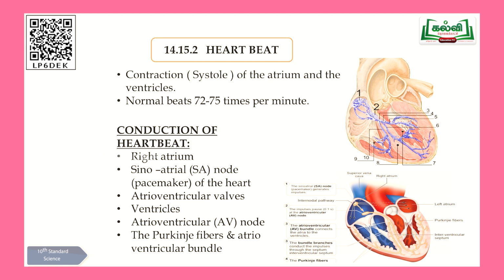Purkinje fibers take the impulse to the entire part of the ventricle. Vibration has already started in the upper part, and now it is transmitted to the lower part through the various fibers named Purkinje fibers. It is also otherwise called the bundle of His. His is with a capital H, the name of a scientist. That's why these bundles are also called the bundle of His. Now let me move to the next one, pulse.